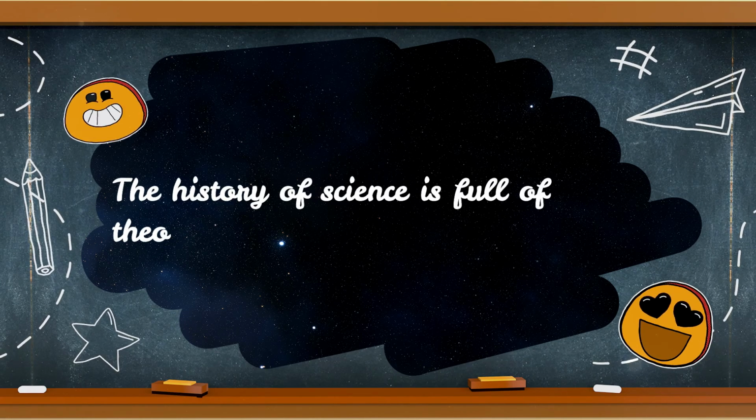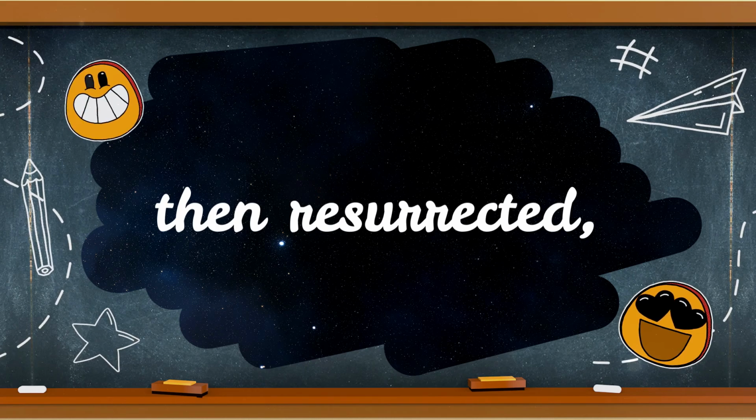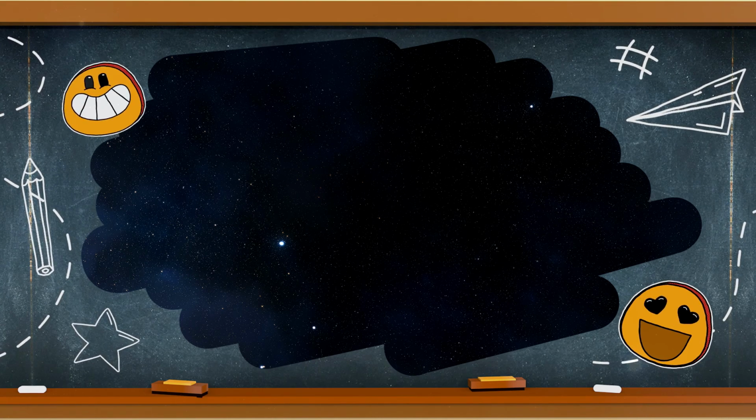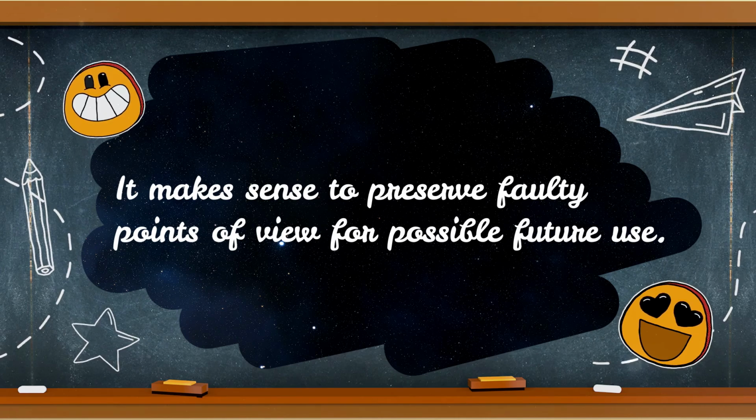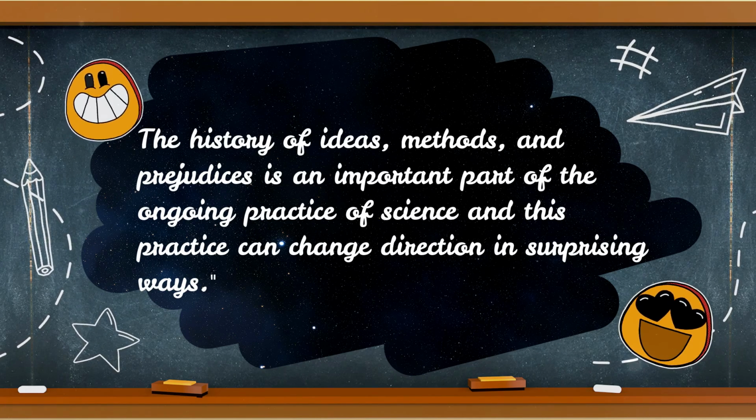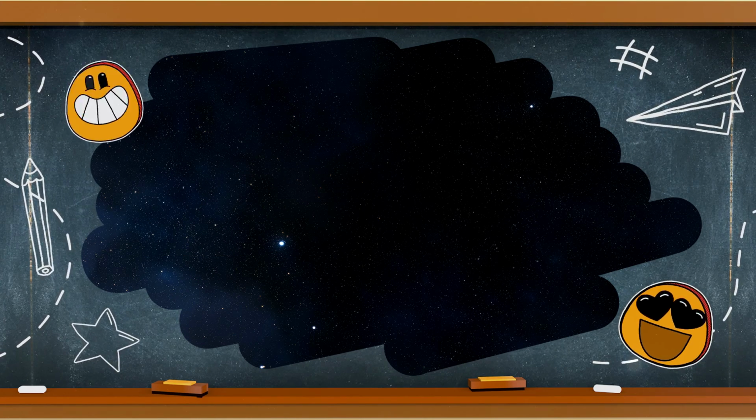Feyerabend said, "The history of science is full of theories which were pronounced dead, then resurrected, then pronounced dead again only to celebrate another triumphant comeback. It makes sense to preserve faulty points of view for possible future use. The history of ideas, methods, and prejudices is an important part of the ongoing practice of science, and this practice can change direction in surprising ways. No doubt, many potentially fruitful ideas in psychology's history are still waiting to be tried again under new, perhaps more receptive, circumstances."